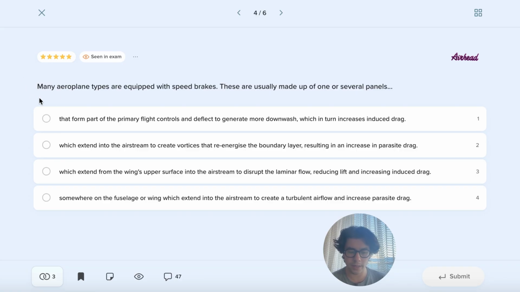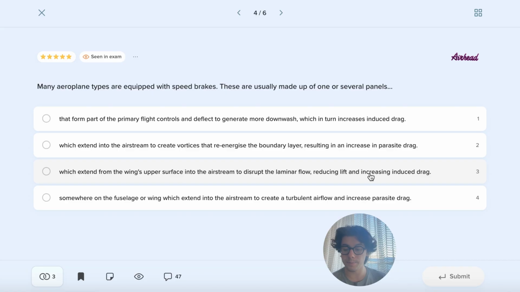So going through the answers: that form part of the primary flight controls? No, speed brakes are secondary flight controls. Extend to airstream to create vortices to re-energize the boundary layer, resulting in increase in parasite drag. They do not re-energize the boundary layer. They do the opposite. They are there in order to increase the drag, and they actually do the opposite to the boundary layer. However, they do increase parasite drag. Extend from wing's upper surface into the airstream to disrupt laminar flow. That's true, reducing lift and increasing induced drag.